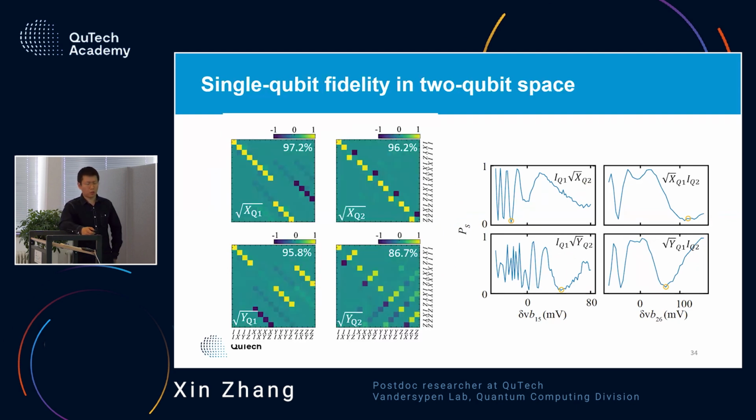And this is the experimental result we get from the GST. You can see the fidelity is ranging from 87% to 97%. Admittedly, they are lower than the single qubit gate fidelity we measured before. That's reasonable because here we also suffer from calibration errors in the identity gate and also the dephasing in the identity gate.